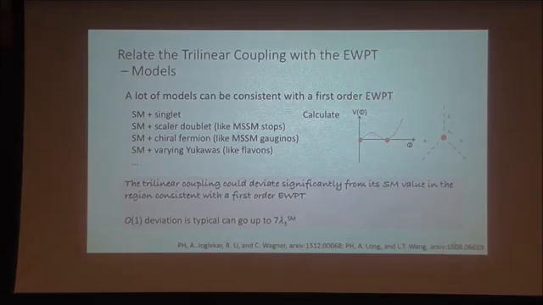So we have calculated the trilinear coupling in those models, and one thing we find is the trilinear coupling can deviate significantly from the standard model value in the region that can be consistent with a first-order phase transition. And in those calculations, we find order 1 deviation is typical, and the trilinear coupling can go to a large multiple of the standard model value in some of those models.